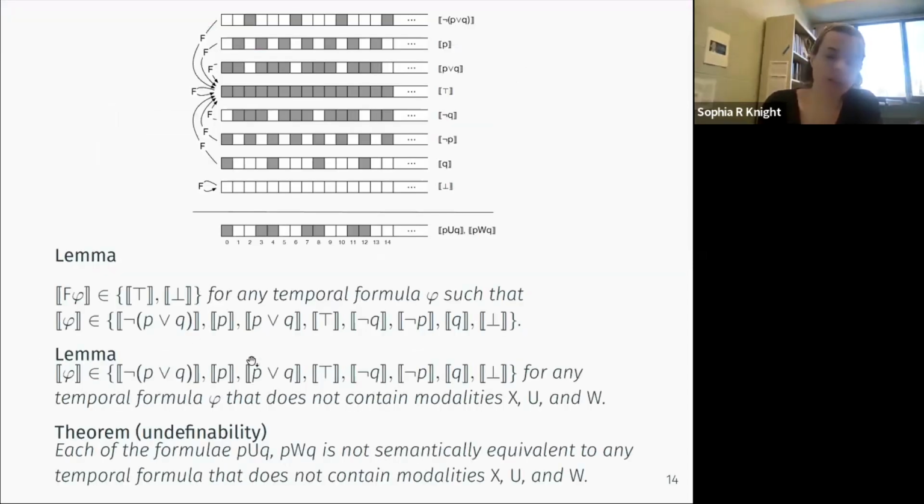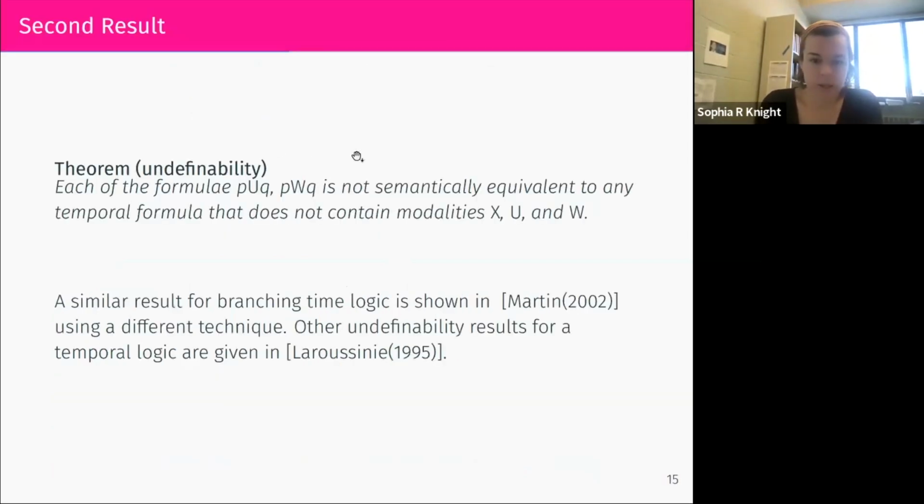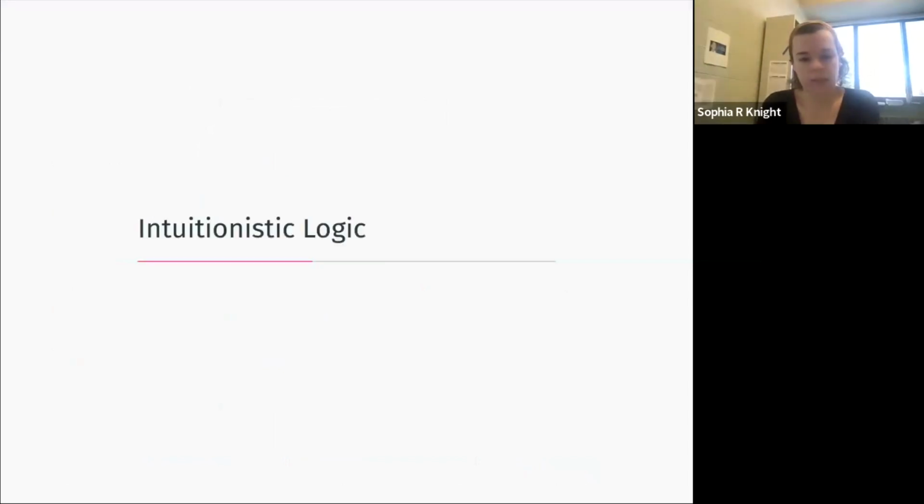Okay, so I said this out loud, but here's our lemma that if you apply f to any of these truth sets, you get either true or false. And then that u and w are not definable in terms of these other formulas. So there's the formal theorem, and it was proved in 2002, 95.